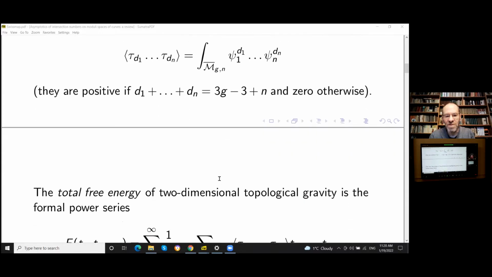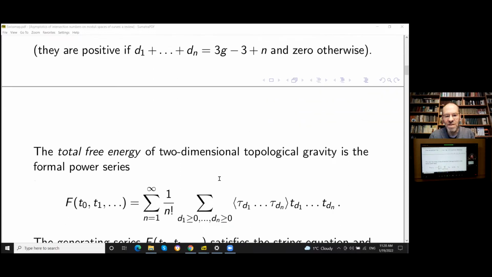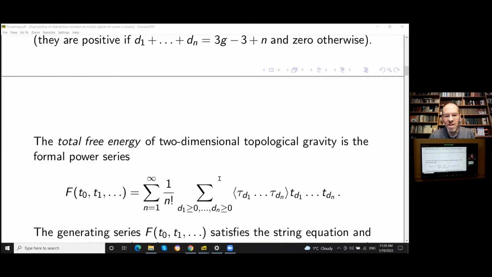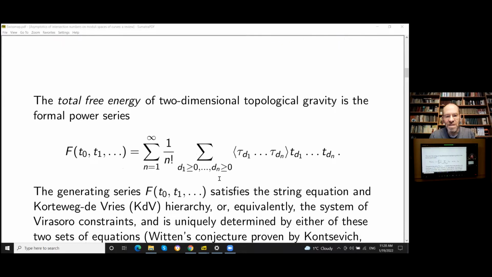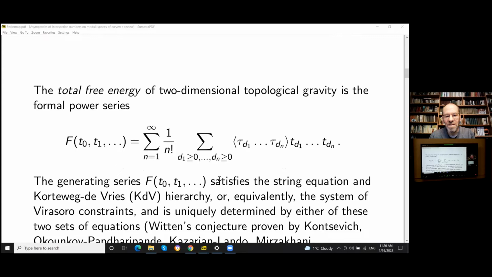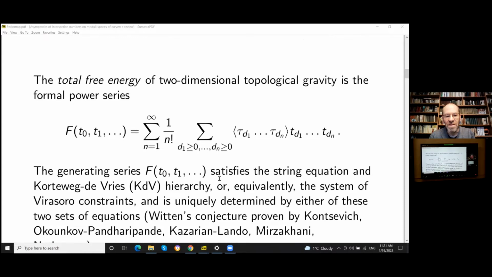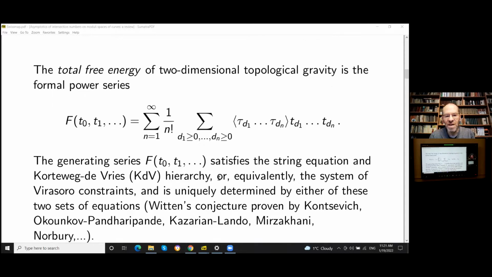The total free energy of two-dimensional topological gravity is the formal power series of n-point correlators. And it looks like this. So that's the sum over n from 1 to infinity, and the sum over non-negative numbers d_i that define the corresponding intersection number. The generating series satisfies the string equation and the Korteweg-de Vries hierarchy, or equivalently, the system of Virasoro constraints. And this series is uniquely determined by either of these two sets of equations.